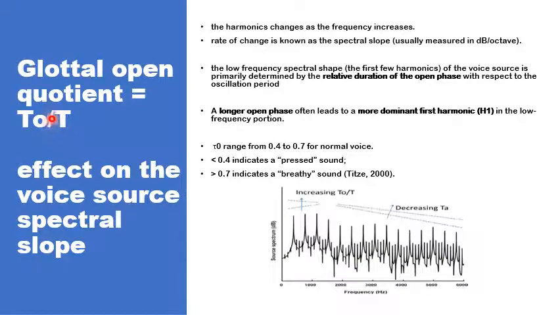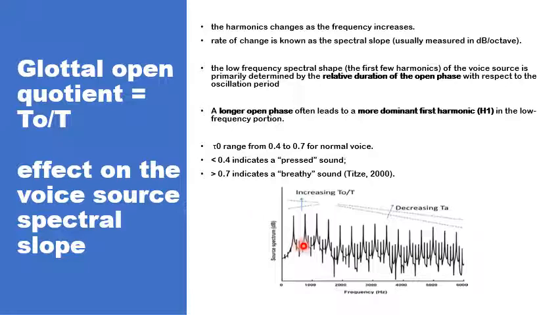The duration of the open phase in relation to the total duration of one vibratory cycle gives the glottal open quotient. This has its effect on the voice source spectral slope. If this ratio lies between 0.4 and 0.7, as in normal voices, it is normal. If it is less than 0.4, it usually indicates a pressed voice, and if it is more than 0.7, it's associated with a breathy and weak voice.